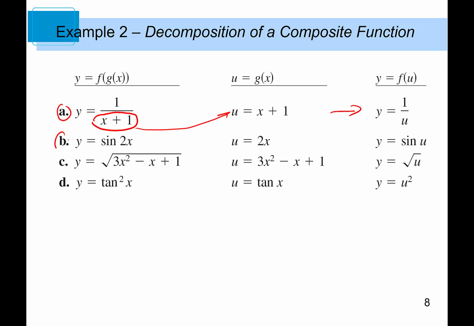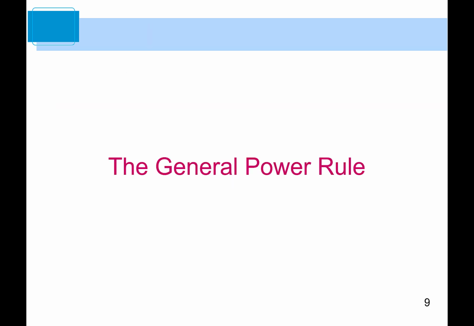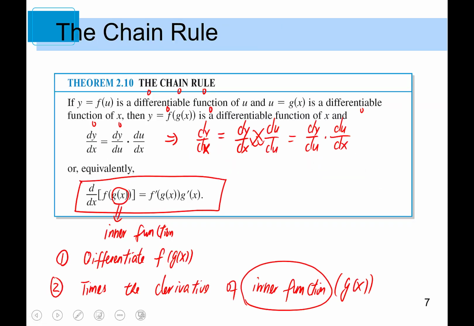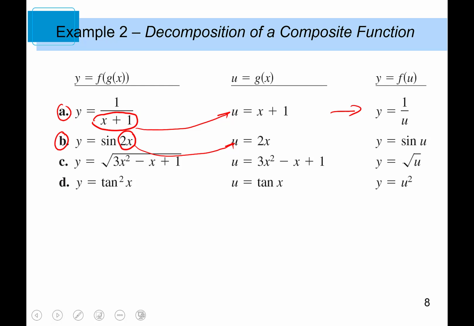The second one, y equals sine 2x. Whatever is next to sine, that's your u. After applying the substitution, y equals sine of u. The third one, y equals the square root of 3x squared minus x plus 1. Whatever is under the square root, that's your u. So it becomes y equals square root of u.